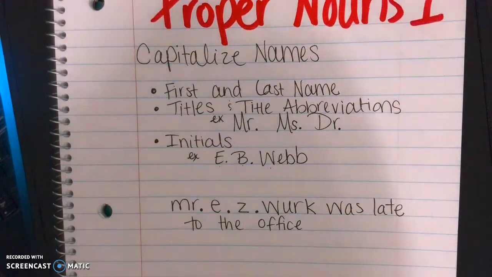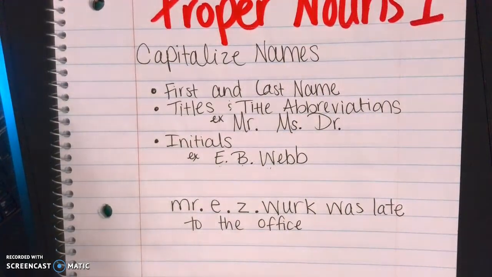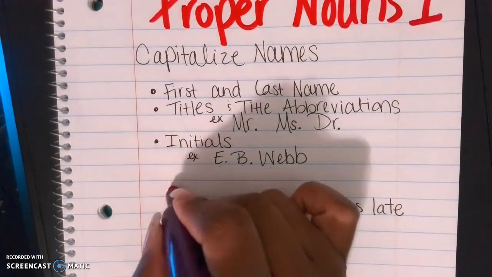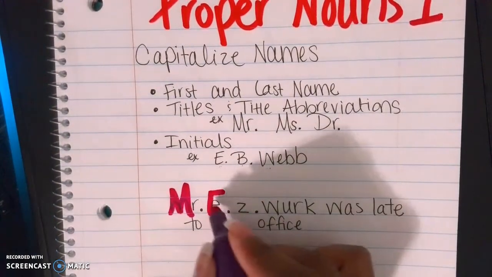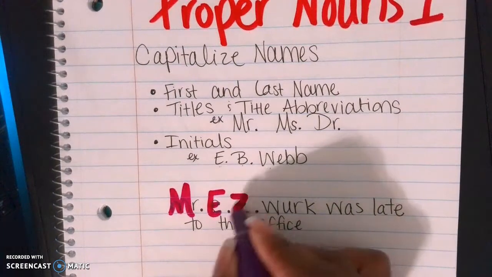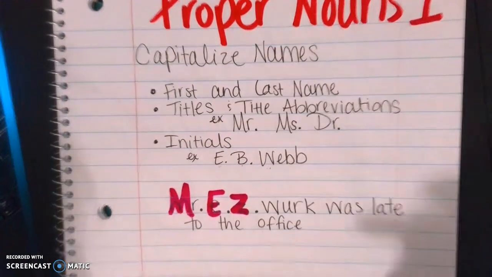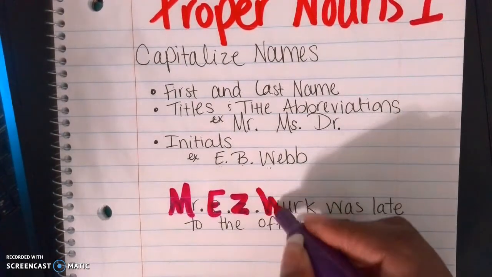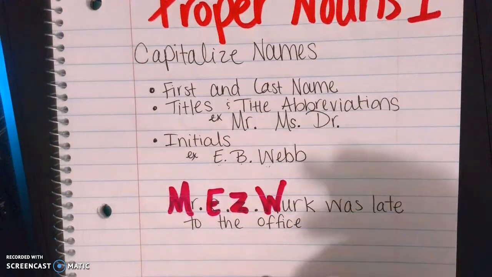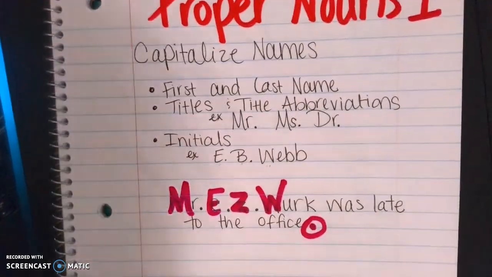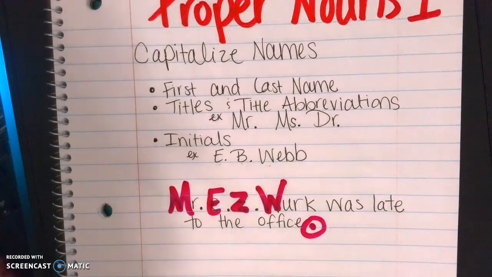Okay, you should have come up with a capital M for Mr., capital E, capital Z, and this W needs to be capital. So just make sure yours is touching the top of the lines. And then a period at the end. Let's try another one.